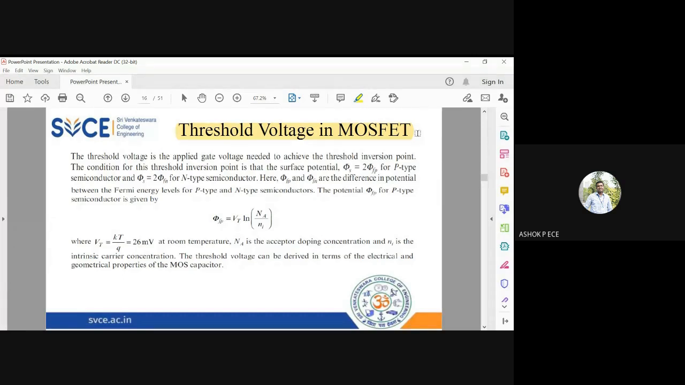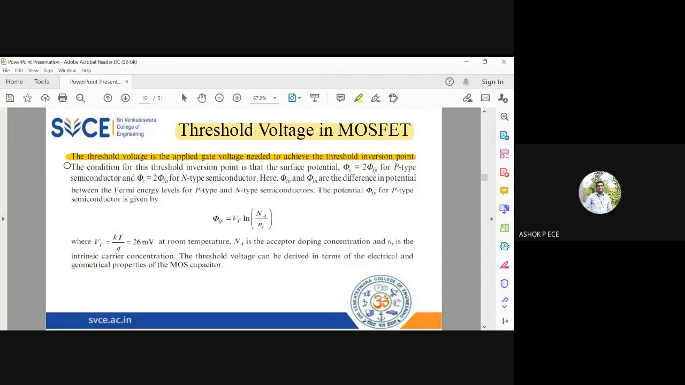The threshold voltage is the applied gate voltage which is necessary to achieve the threshold inversion point. Inversion means the moment your MOSFET is switching over from your cutoff region to your pinch off region, or on state to off state, or off state to on state. Any changeover in state. Whatever the states being changed, the minimum voltage required for that change to happen is called your threshold voltage in MOSFET.